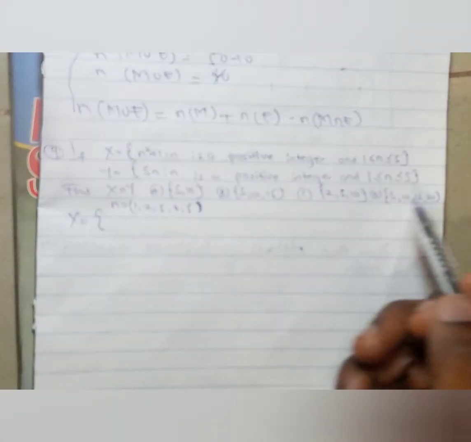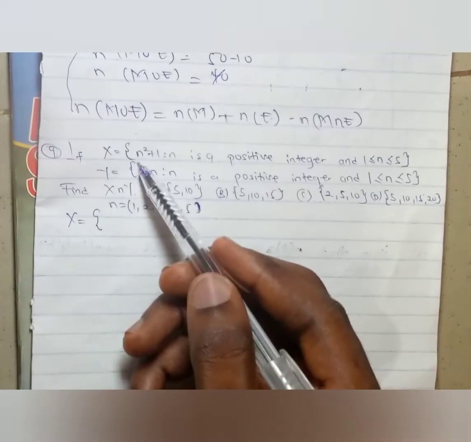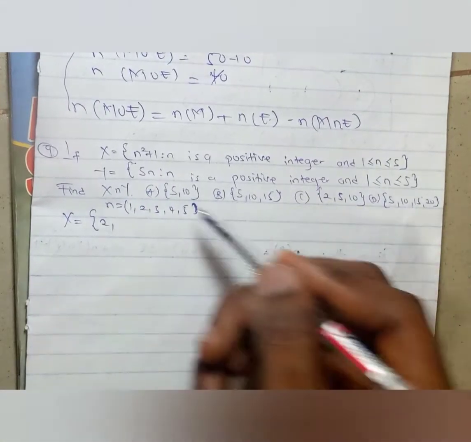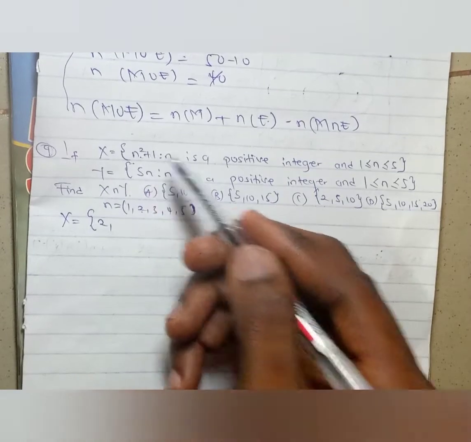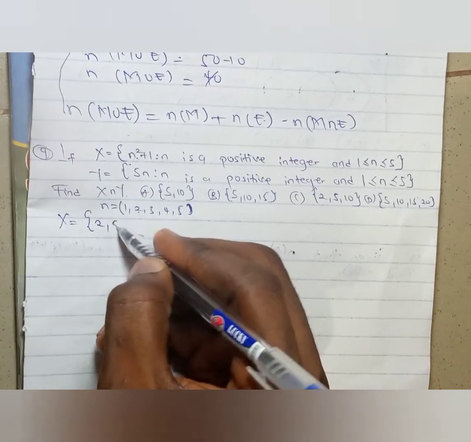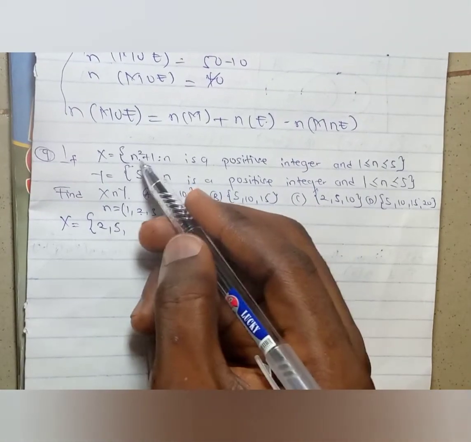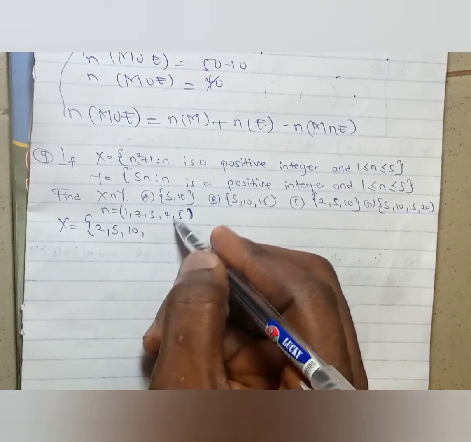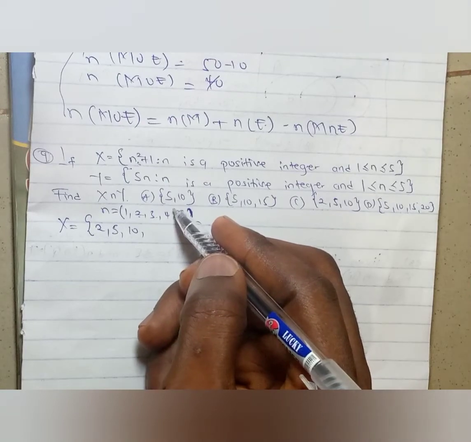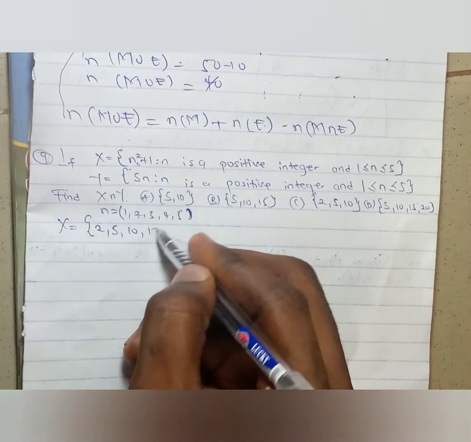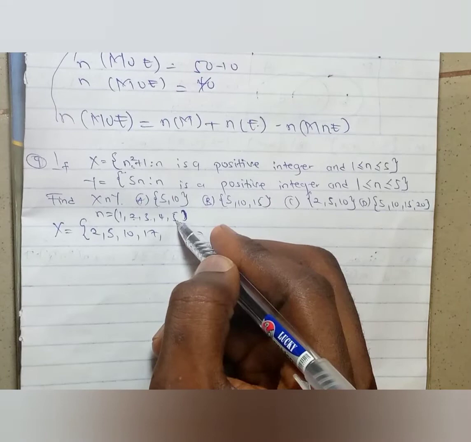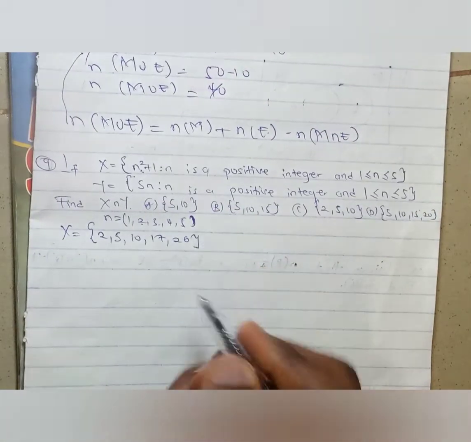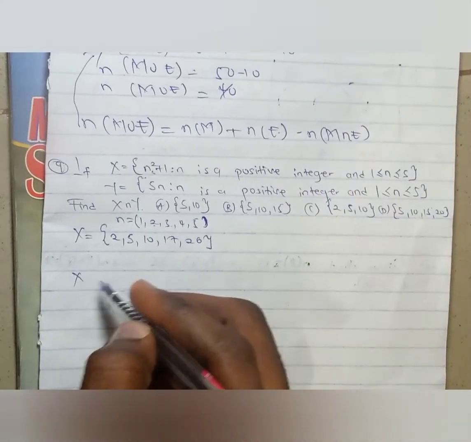Now when n is equal to 1, this gives us 1 squared plus 1, which is 2. When n is equal to 2, 2 squared plus 1 is 5. When n is equal to 3, 3 squared is 9, plus 1, 10. When n is equal to 4, 4 squared is 16, plus 1 is 17. When n is equal to 5, 5 squared is 25, plus 1 is 26. Now, members of set y.